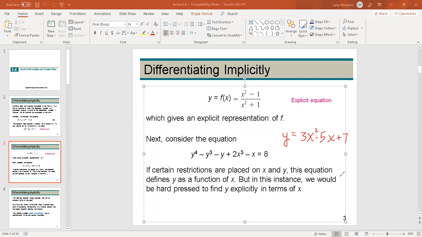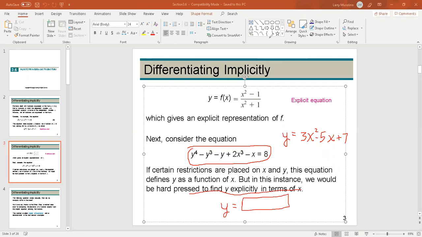But what if the function is such that you really can't solve the equation for y easily? Meaning it would be very difficult for me to rewrite this function with y by itself on one side. When that happens, notice here it says we would be hard pressed to write y explicitly in terms of x. What that really means is it would be hard to get y by itself on one side of this equation. So when we have this kind of a function, the way we're going to find derivatives is to use a method called implicit differentiation.